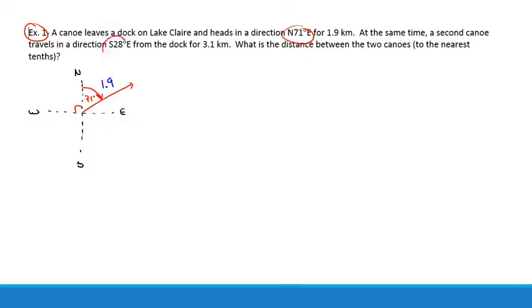The second one, south 28 degrees east, and it's from the same dock. So I'm traveling the south line 28 degrees east, so that's not as east as the other one. Again, it doesn't have to be perfect. 28 degrees, I'm going to make the 28 over here and put my little arrow. All right, and I could actually even extend this one a little bit because it's supposed to be a little bit longer. It says it went for 3.1 kilometers.